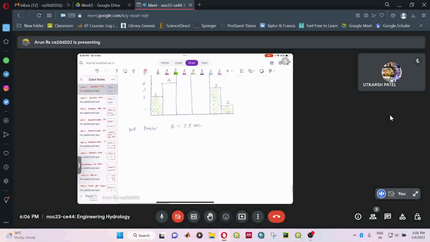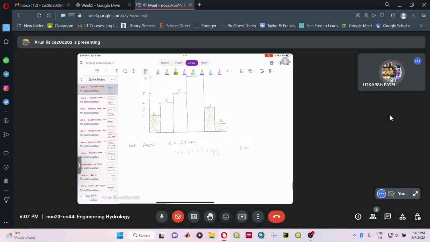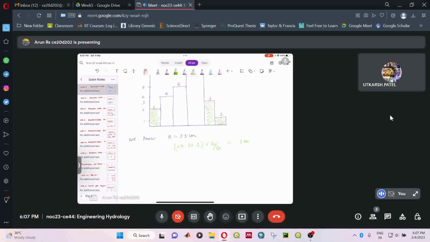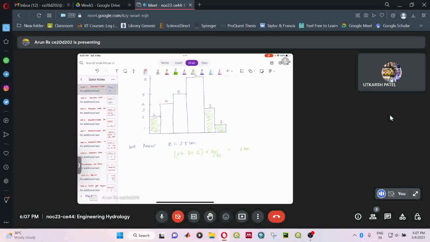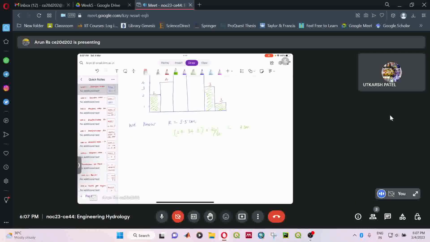So that will be 2 plus 3 plus 1 into 30 by 60. This equals 3 centimeters, right? Yes, sir. Now we have runoff as 3.5 centimeter, and if we eliminate these 3 blocks, your runoff will be equal to 3 centimeters. Now we are short of 0.5 centimeter.